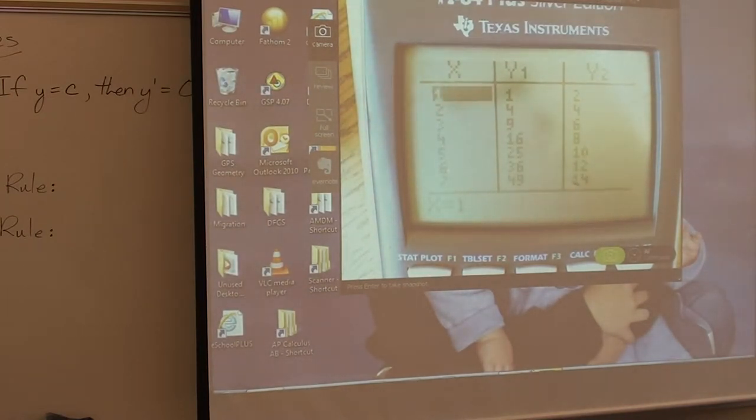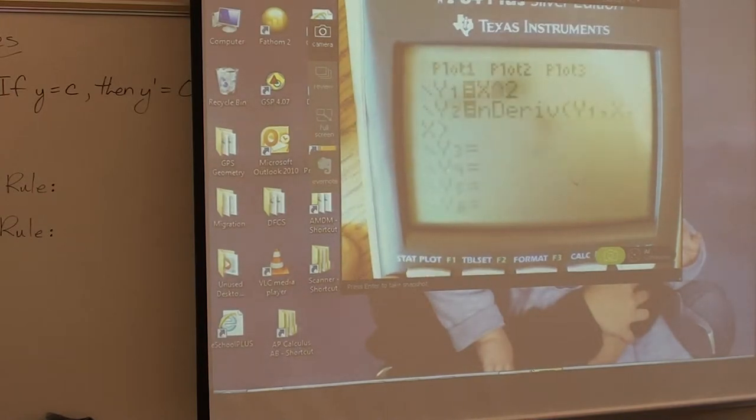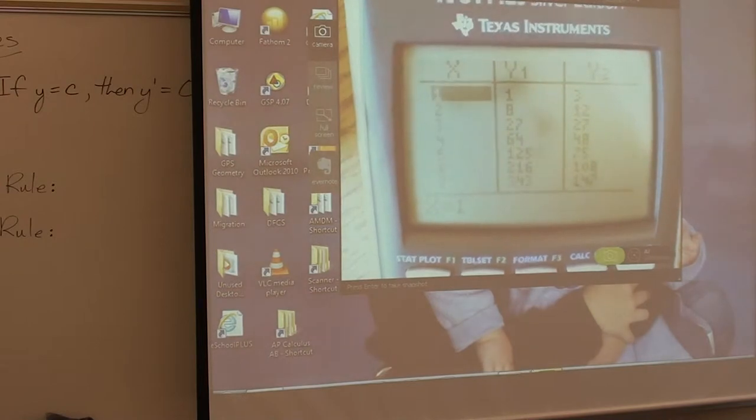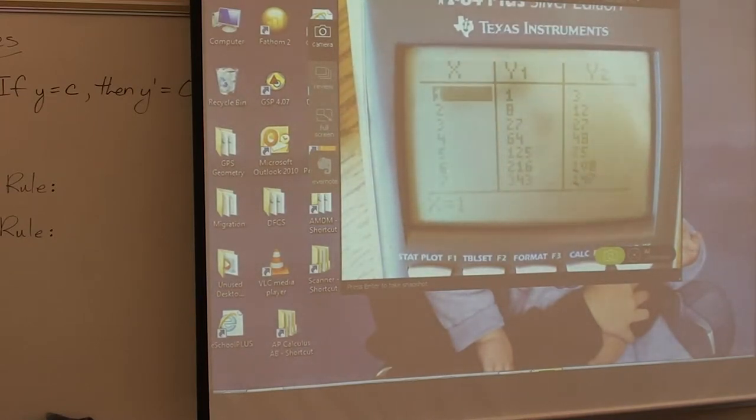Let's take it up a notch. See if you can figure out quietly amongst your groups the derivative of x cubed. This one's a little harder. So, talk to each other, see if you can figure it out.